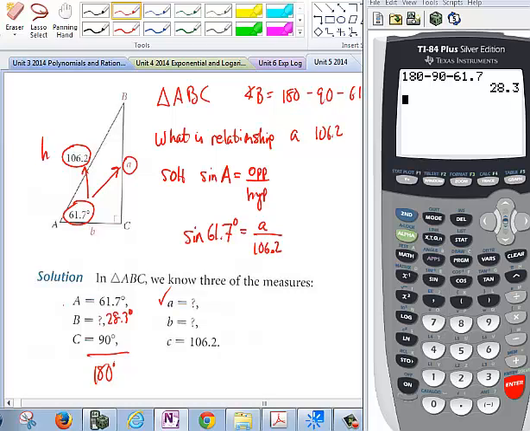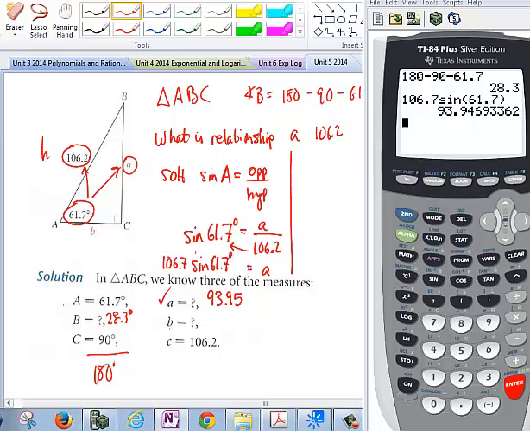Looking at the math, I'm going to cross multiply and solve for a. a is equal to 106.2 times the sine of 61.7 degrees. When I type that into the calculator, my answer for a is 93.95, rounding to two decimal places.